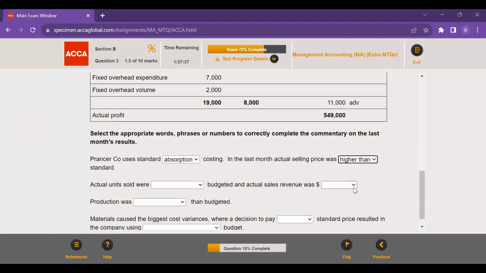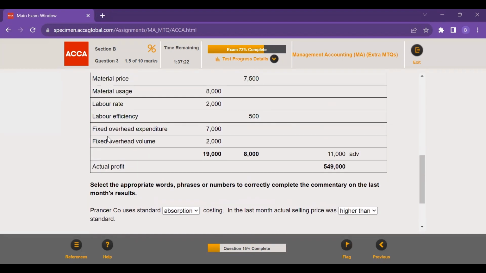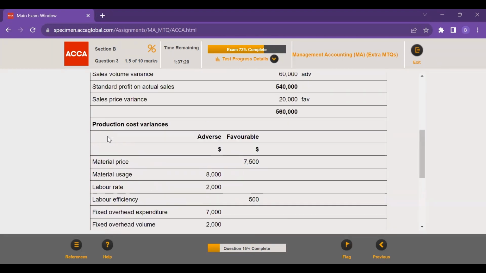So now let's have a look at the third blank. Actual units sold were dash budgeted. Okay, so we have to tell how much more or how much less were they than the budget. So let's have a look at the information again. We have to find out the actual units over here.